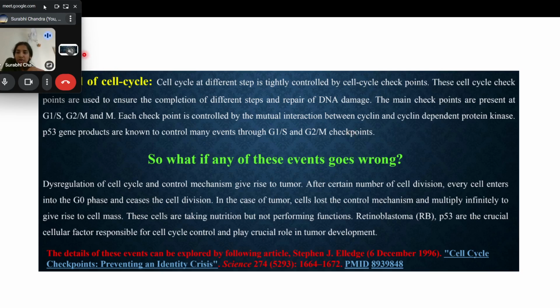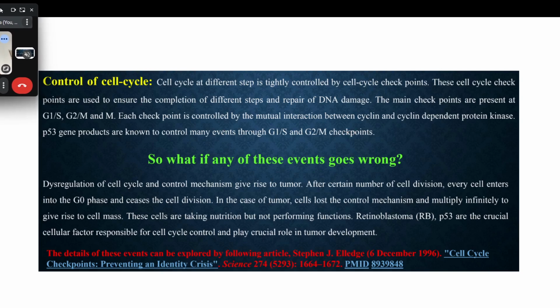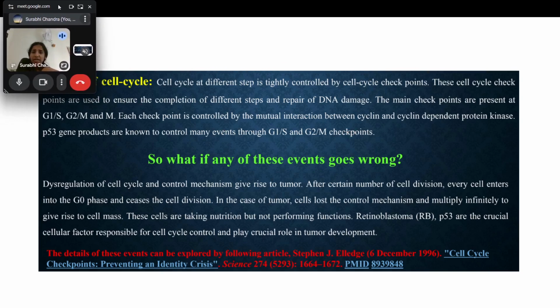Now, when we talk about the control of cell cycle, the cell cycle at different steps is tightly controlled by cell cycle checkpoints, and these are really important to ensure the completion of different steps and repair of DNA damage. And main checkpoints are present at G1/S, I mean at each junction or at the transition points of each phase of the cell cycle. So what happens if any of these events goes wrong? Dysregulation of cell cycle and control mechanism can give rise to tumor or many other disease conditions.